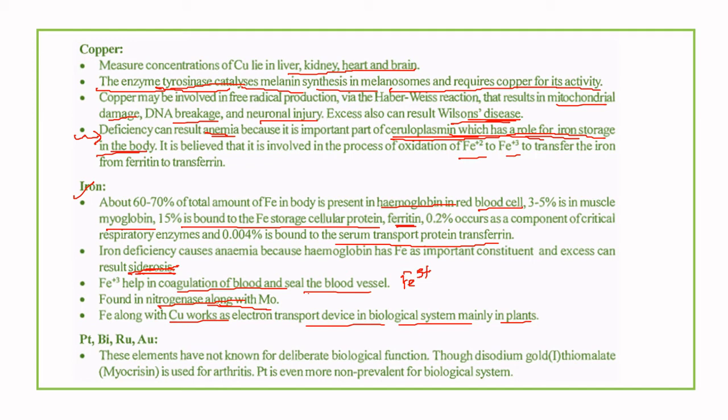Then comes platinum, bismuth, ruthenium, aurum. These elements are not known for deliberate biological function. Disodium gold, you know that gold is very important for treating arthritis, right? Disodium gold thiomalate, myocrisin, is used for arthritis. Platinum is even more non-prevalent for biological systems.